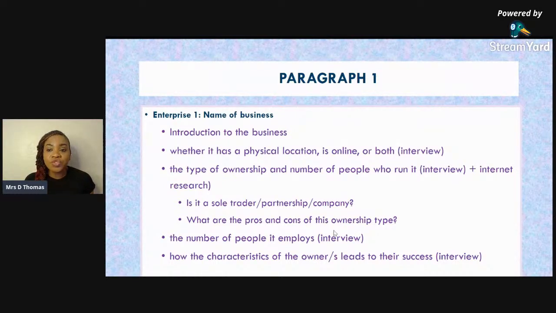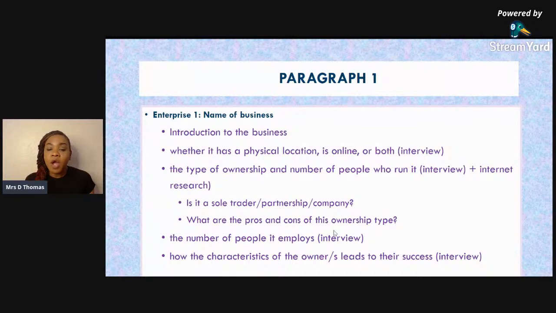Is it a sole trader or a partnership or a company? As I said before, you need to find out what ownership type the company is. What are the pros and cons of this ownership type? So for example, with sole trader, the benefit of being a sole trader is that you get all the profits. But the con of it is that you are liable for everything that the company incurs. So you see pros and cons of one ownership.